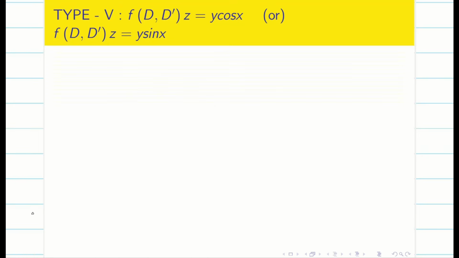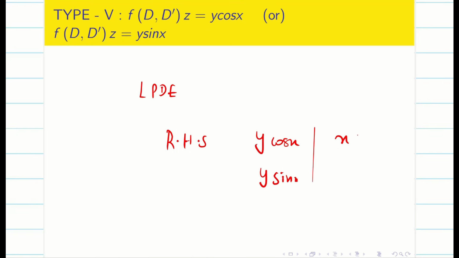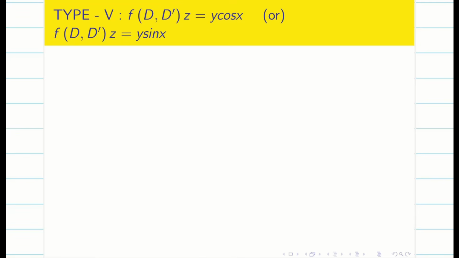In this session, we are going to solve a linear PDE whose coefficients are constant and homogeneous, and my right hand side is going to be y cos x or y sin x cos y or x sin y. Before going to the session, we need some preliminaries.